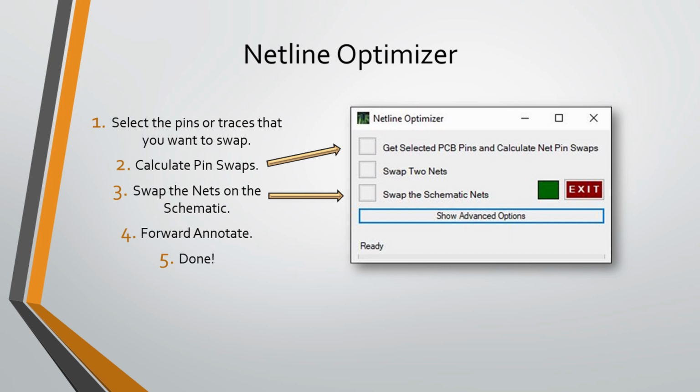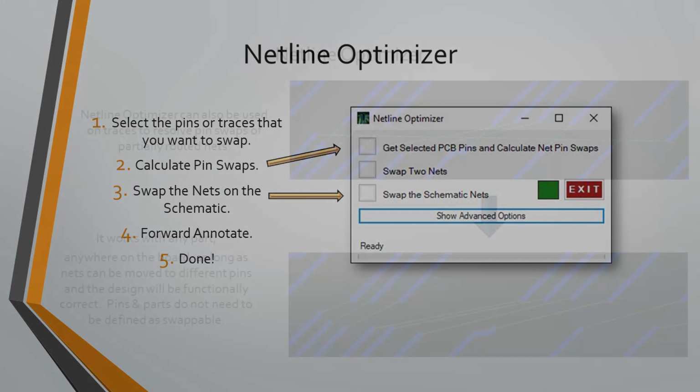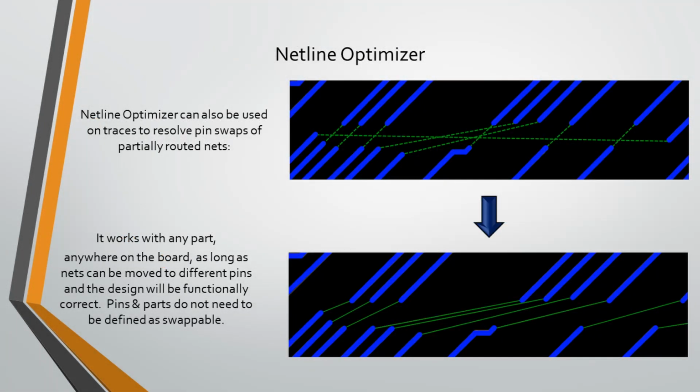The net lines will reflect the changes and you can continue routing the board. The process can be repeated as often as needed as routing progresses. Traces can be routed from either end and on different layers. Whenever swappable nets begin to cross each other, they can be uncrossed again.